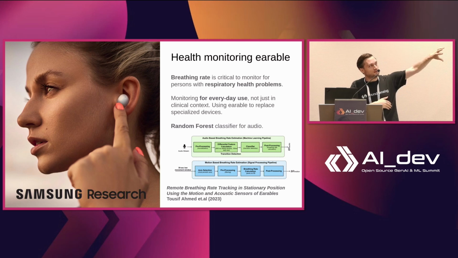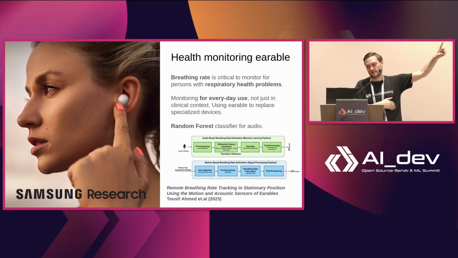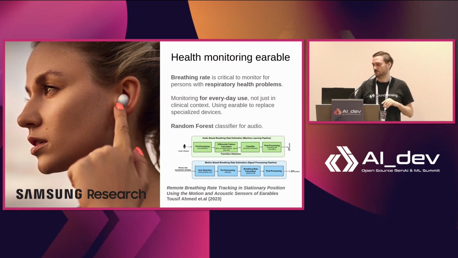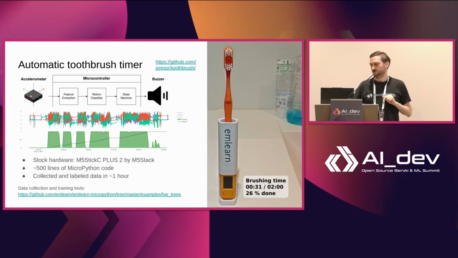So they made a model that combines actually two data streams, both the audio as well as the motion from the magnetometer, that both do this kind of estimation of your breathing rate. And they found that when you do both of these in this kind of in-ear headphone, they could get reasonable accuracy and power consumption for this use case.